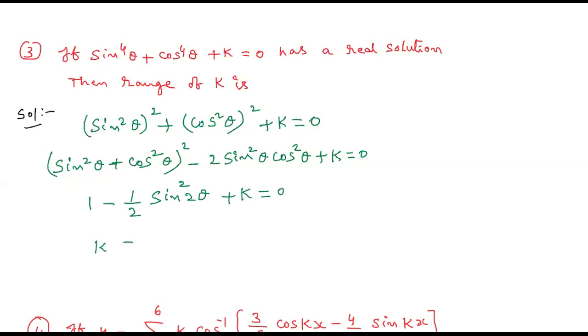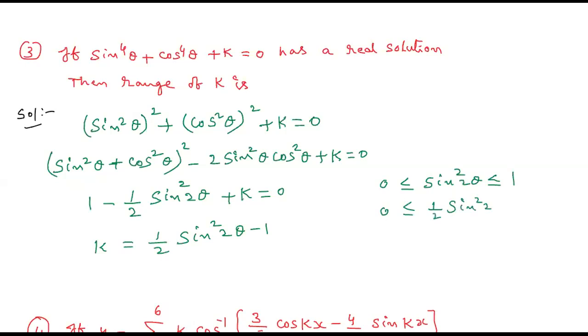Now k is equal to (1 by 2) sine square 2 theta minus 1. Here they are asking for the range. But the sine square value lies between 0 and 1. Okay. Now multiply by 1 by 2 on both sides: 0 is less than or equal to (1 by 2) sine square 2 theta, which is less than or equal to 1 by 2.